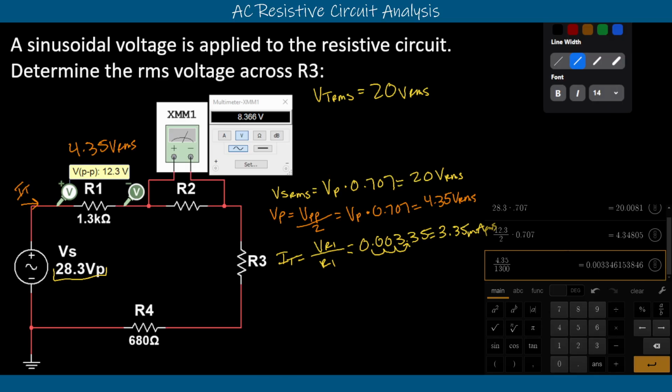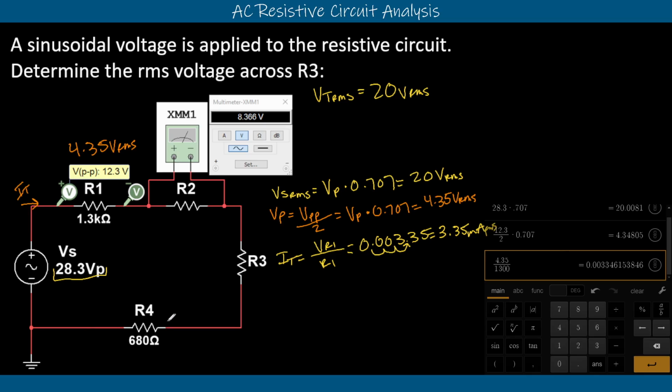We can use that against our R4. We know R4 has that same current. That's going to get that 3.35 mA RMS. Now that we know two sides about that, we can use Ohm's law again. We can say that Ohm's law gets voltage, current, and resistance. And if we know our resistance and our current on the bottom, we can solve for voltage.